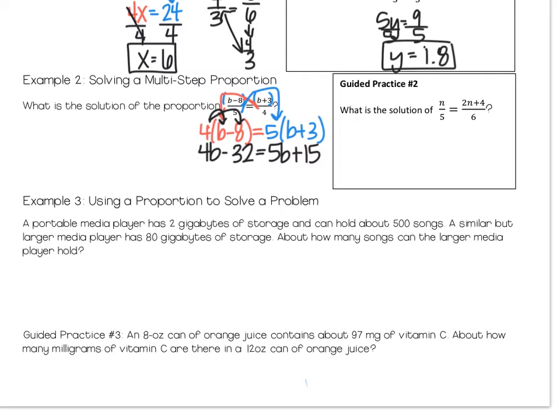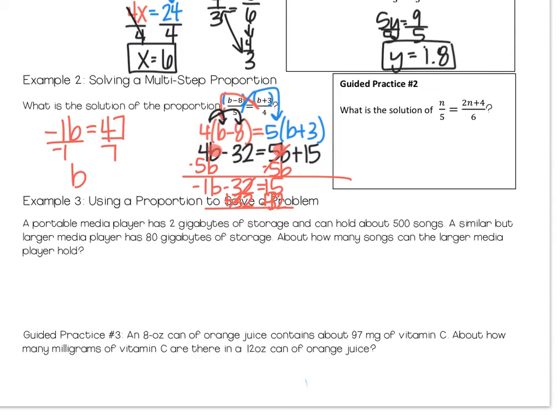I have a variable here and here, so I need to get them on the same side by subtracting 5b. And I get negative 1b minus 32 equals 15. If I add 32 to both sides, I'll get the variable term by itself, and that gives me negative 1b equals 47. So positive 1b, if I divide both sides by negative 1, I get b equals negative 47.